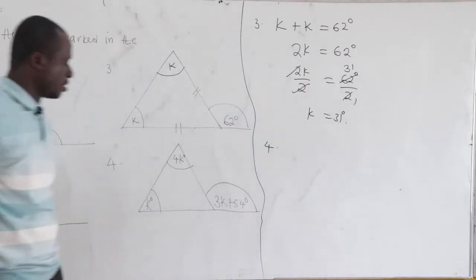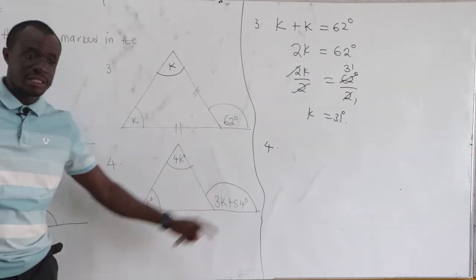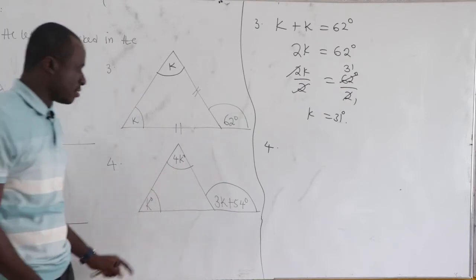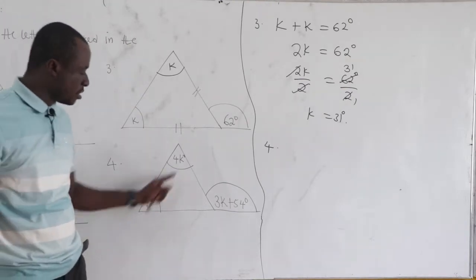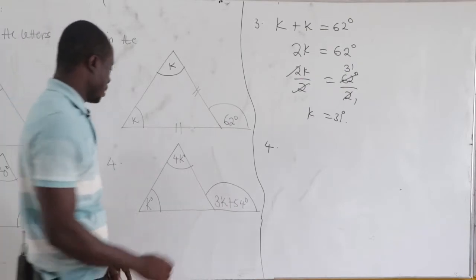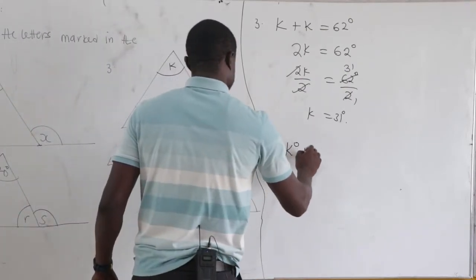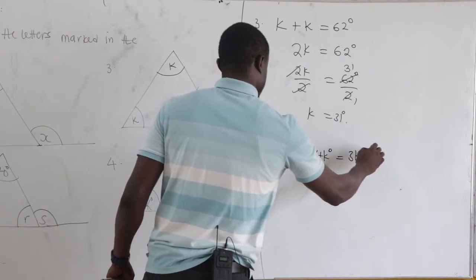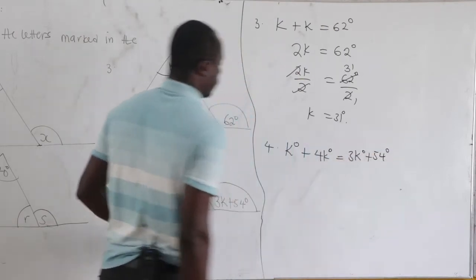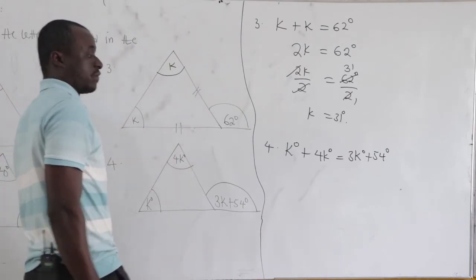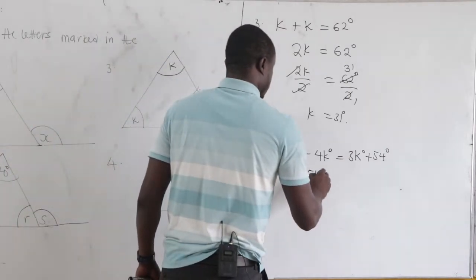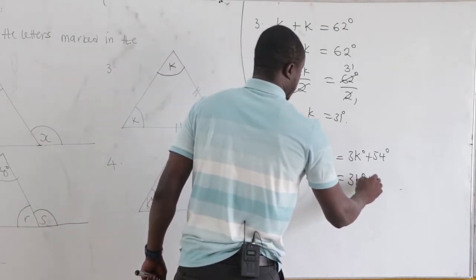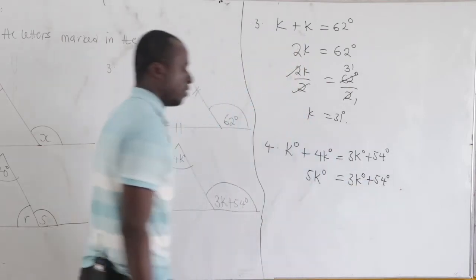Now let's see question number 4. This is the exterior angle, and these are the opposite interior angles. So the sum of the two opposite interior angles is equal to what? The exterior angle. So our K degrees plus 4K degrees is equal to 3K degrees plus 54 degrees. Now K degrees plus 4K degrees, that is 5K degrees, equal to 3K degrees plus 54 degrees.